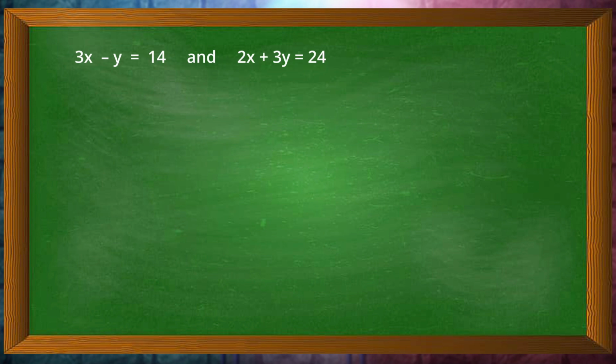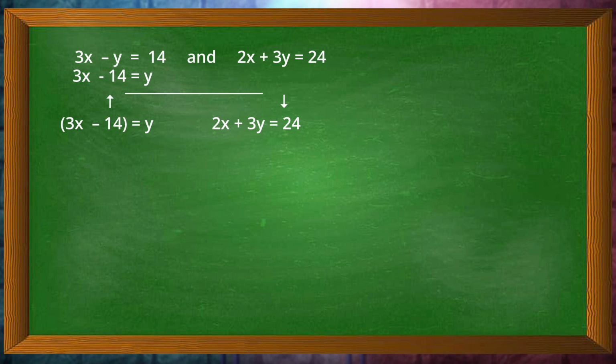Here is another example of using substitution to solve simultaneous equations. 3x - y = 14 and 2x + 3y = 24. Notice the y term has a coefficient of -1. Transpose the equation to make y the subject. This gives y = 3x - 14. Now you can replace the y in the second equation by 3x - 14.